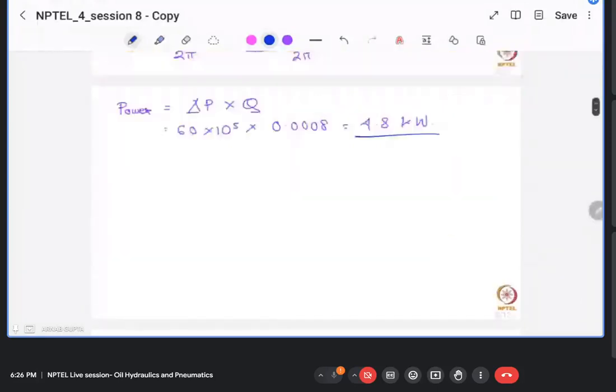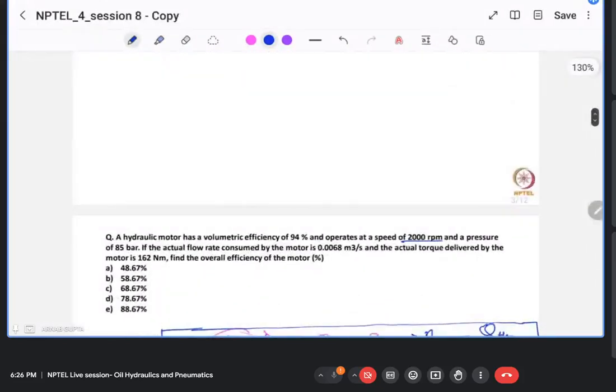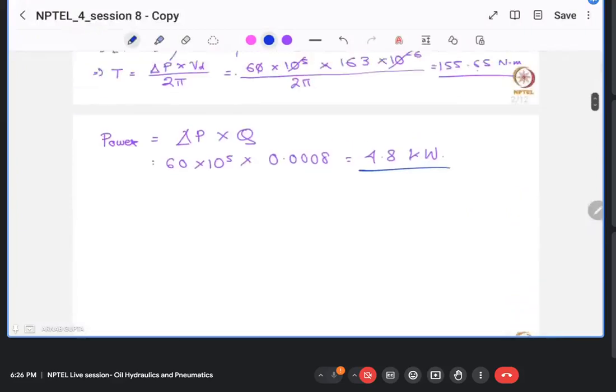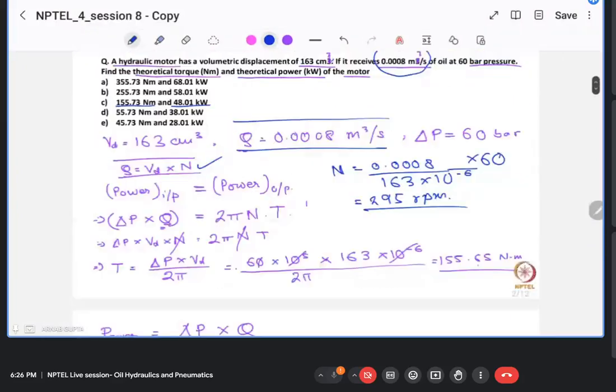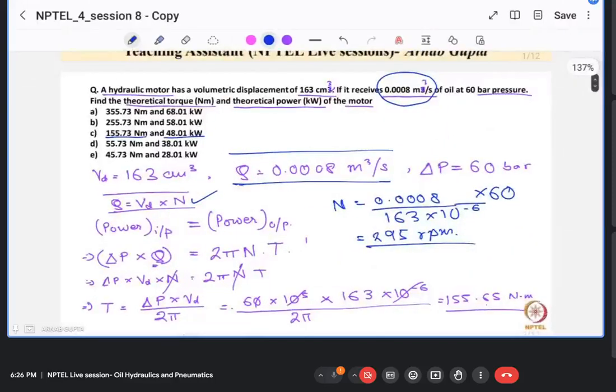RPM. If you just see the next numerical, you can see here the motor speed is 2000 RPM. So you can understand that 295 RPM or 300 RPM, it is not a correct value under steady operation conditions. So ideally, what I feel is the 10 should be less here. Okay, so this question is there in your assignment.